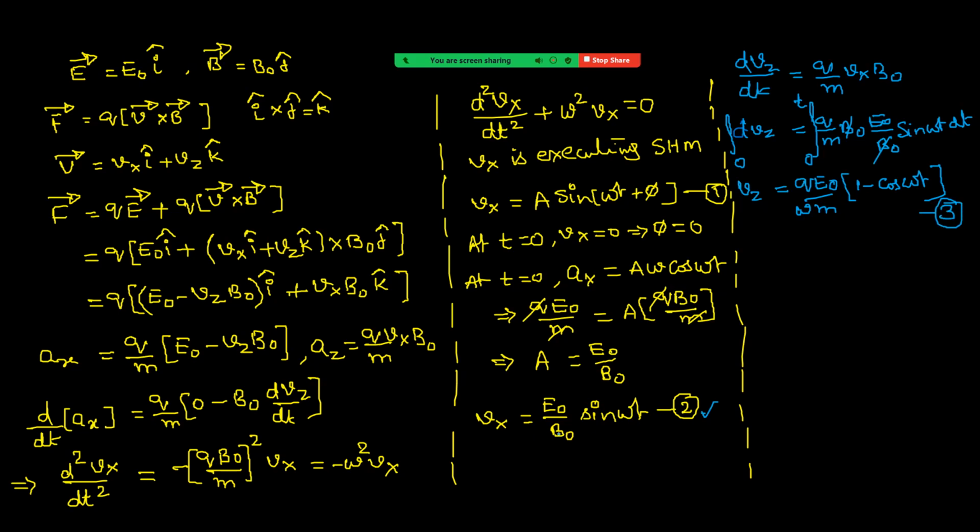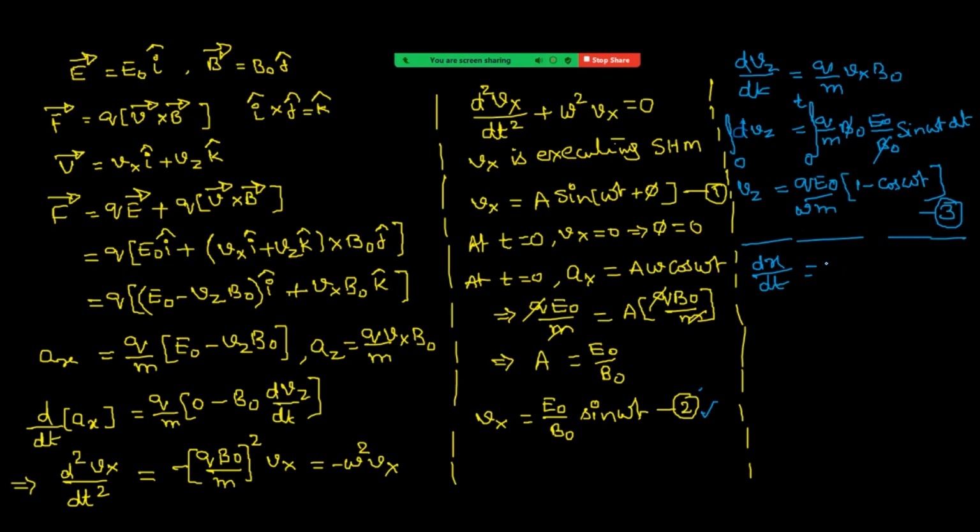Now from Vx, I can calculate the x value. Let me do the calculation separately here only. I am taking from equation 2, in the place of Vx, dx/dt.